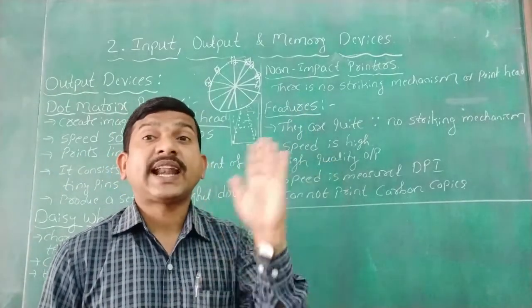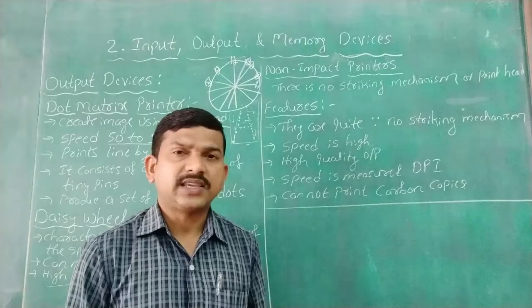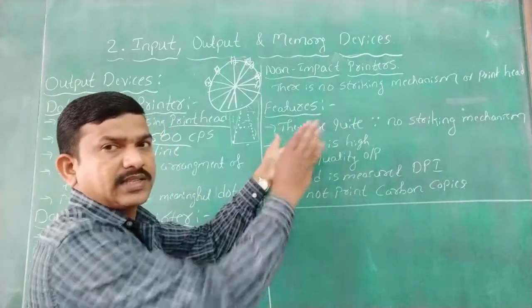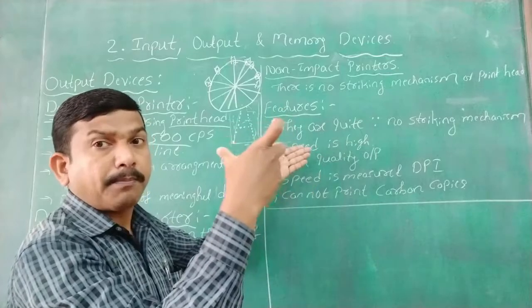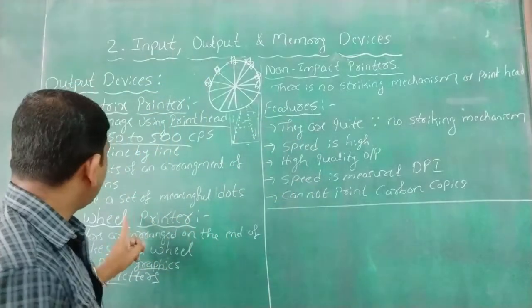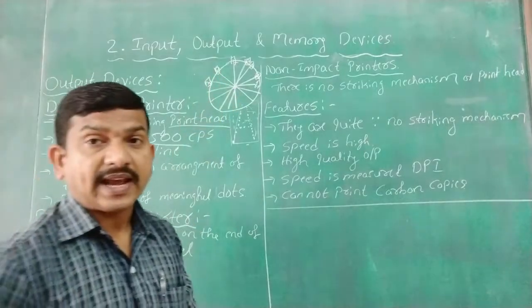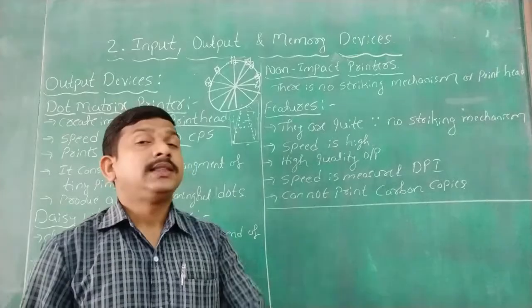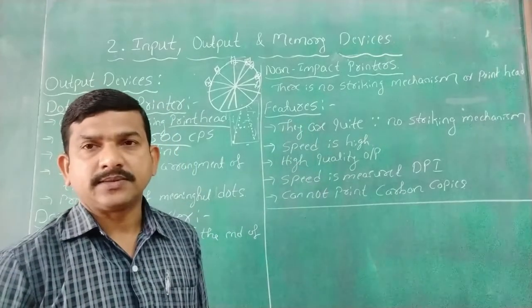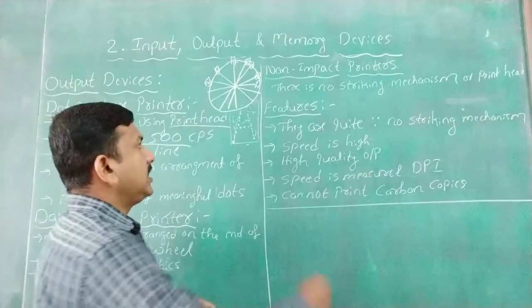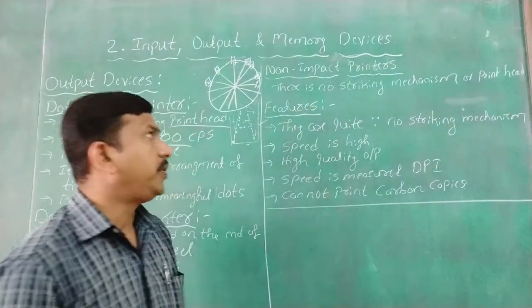So there is no striking mechanism. Striking mechanism means what? Assume this is a paper, we are pressing like this, this is the striking mechanism. The print head acts as a striking mechanism in dot matrix. Here in daisy wheel, these spokes act as a striking mechanism. But in non-impact printer, there is no striking mechanism. Is it clear? So let us discuss some of the features of non-impact printer.